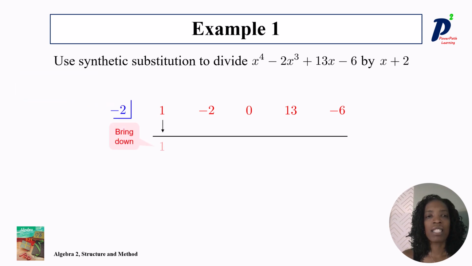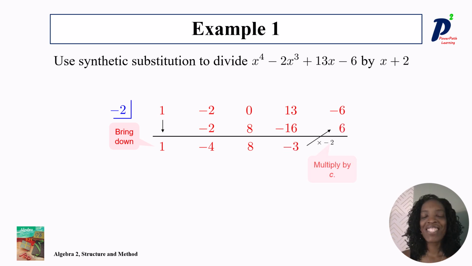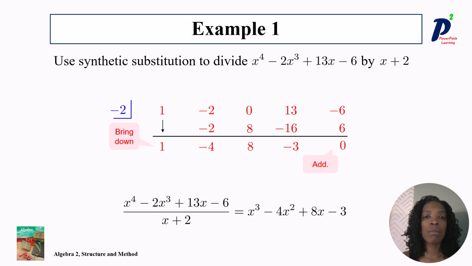I bring down my 1. I multiply by -2. I add down my column. Again, multiply by -2, add down. Multiply by -2, add down. Multiply by -2, add down, and I have no remainder. Rare and pretty cool. So my final answer is going to be x cubed minus 4x squared plus 8x minus 3.